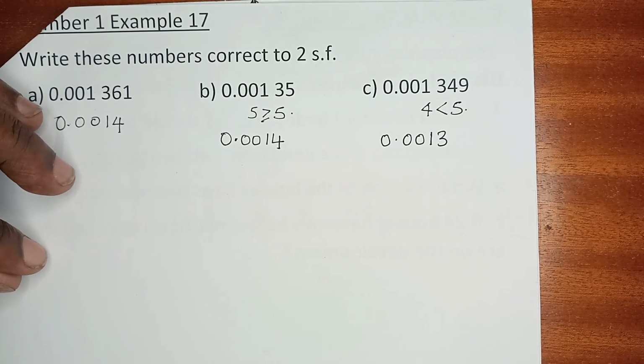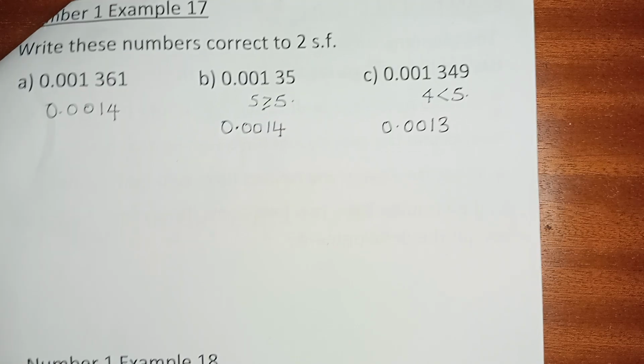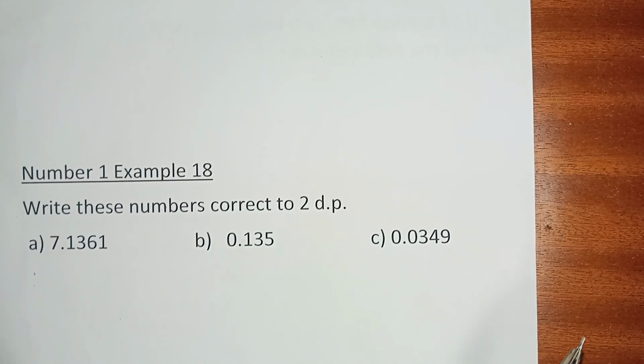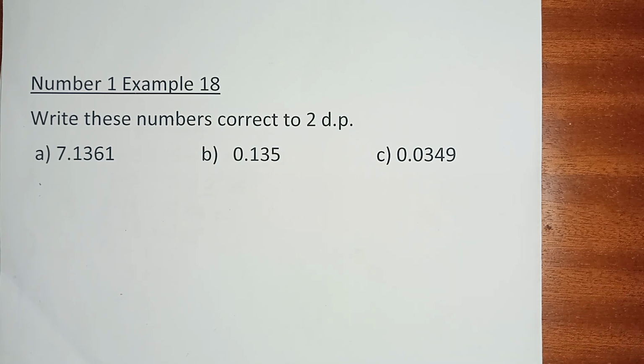Write these numbers to two decimal places. How should we write these numbers to two decimal places? For decimal places, we count after the decimal point, going from left to right. Rounding up or down follows the same rule as we have used in significant figures. And the question, example 18, is write these numbers correct to two decimal places.